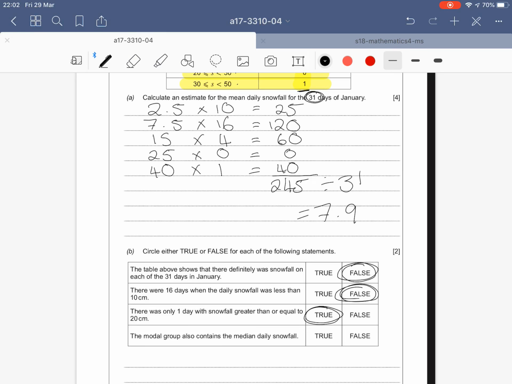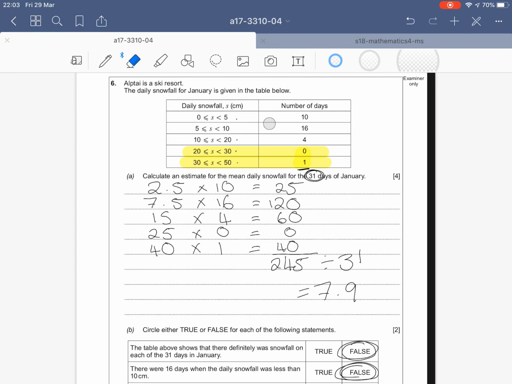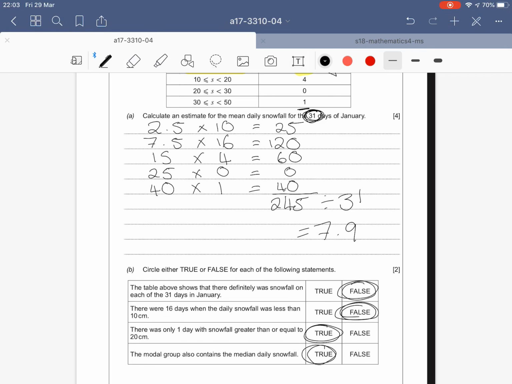The modal group also contains the median daily snowfall. So the modal, the most common, we look for the highest frequency, which is 16. So the modal group is 5 to 10. To find the median, well, with 31, the middle one would be the 15th and a half. So the 15th day would be in here. So yeah, the median is in the mode group. So that one's also true.